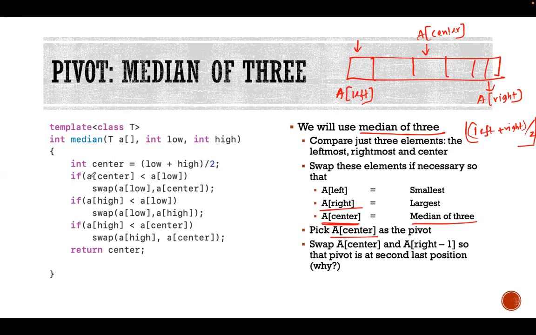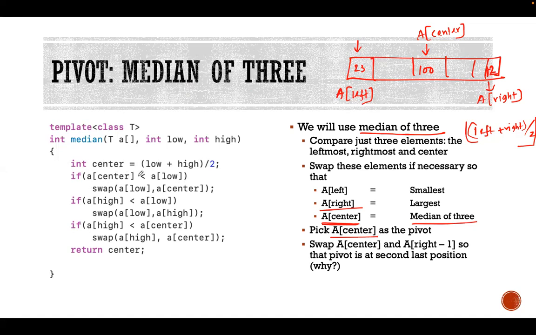Let's see, this value is 23, this value is 2, this value is roughly 12, and this value is, what can it be, 100. So we want to reorganize these values in the same array, so that a[left] is the smallest item, a[right] is the largest item, and a[center] is going to be the median of these 3 items. According to that, we can do some swapping.